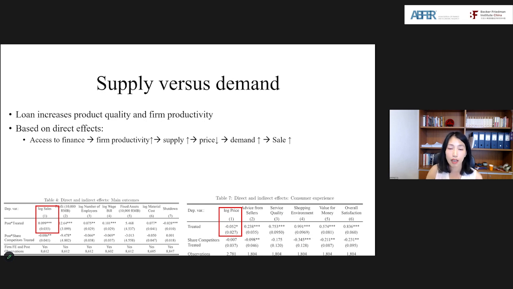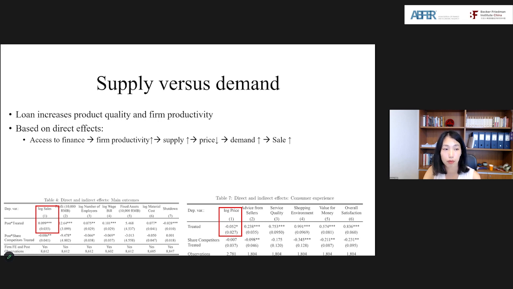Also regarding supply and demand, from the model, we know that log increased product quality, which is well backed up by the empirical results, and it could also increase firm productivity. So if I were to take the two sets of results from two tables, one from the supply and one from the demand. So the left table 4 is from the supply side regarding how much firms sell. From this table, I know that the direct effect is that access to finance improves firm productivity, therefore increases supply, and the supply reduces the price, and because of the lower price, the demand increases, and therefore improves sales. So the supply and the equilibrium lead to a lower price but higher quantity, therefore leading to a larger log sale. That's why it can be derived from the direct effects.